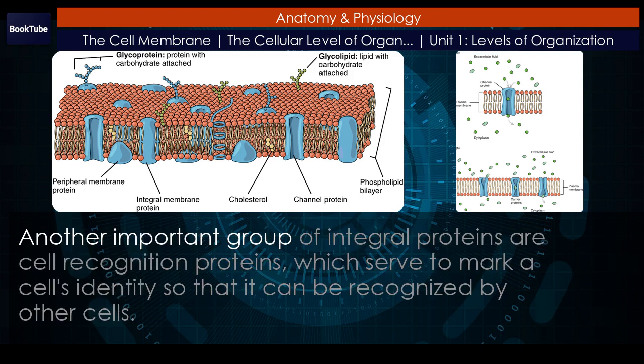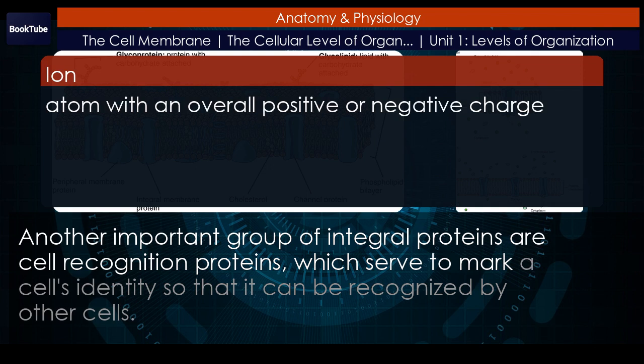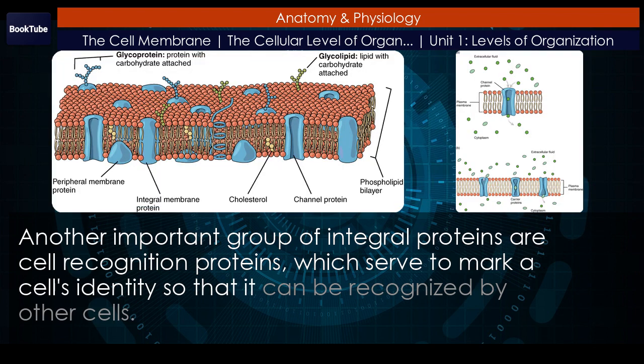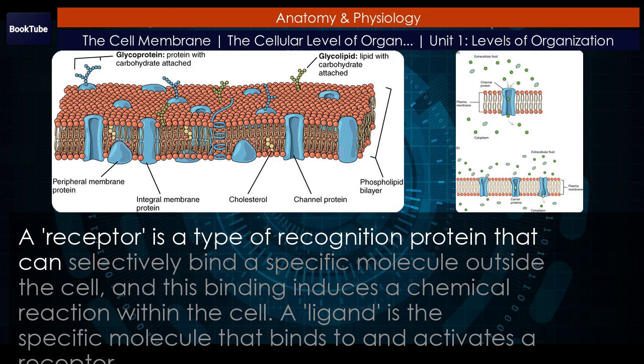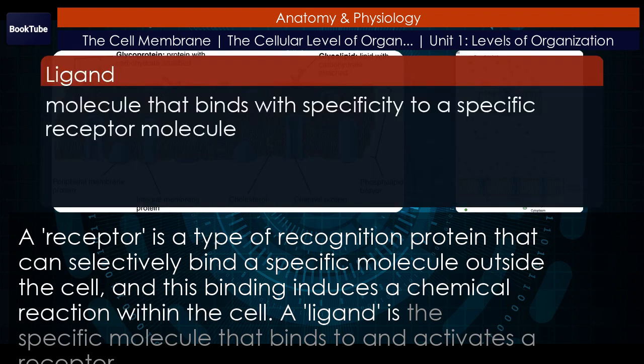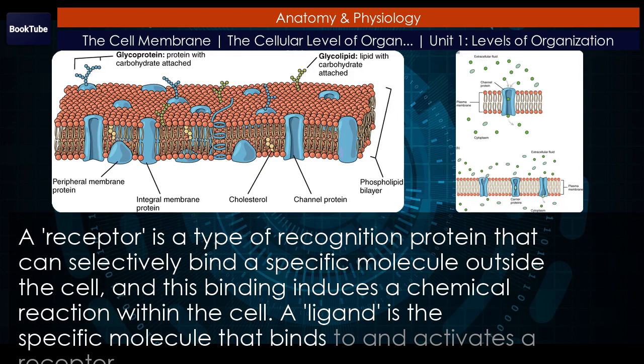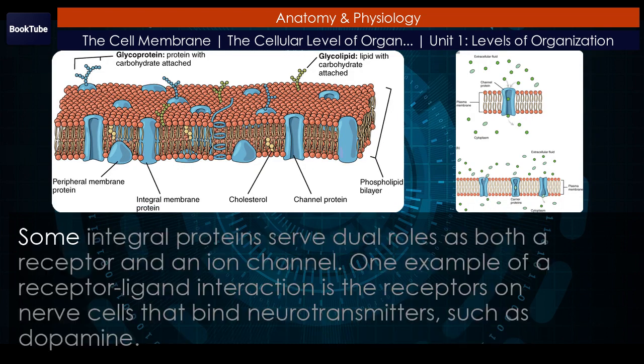Another important group of integral proteins are cell recognition proteins, which serve to mark a cell's identity so that it can be recognized by other cells. A receptor is a type of recognition protein that can selectively bind a specific molecule outside the cell, and this binding induces a chemical reaction within the cell. A ligand is the specific molecule that binds to and activates a receptor. Some integral proteins serve dual roles as both a receptor and an ion channel.